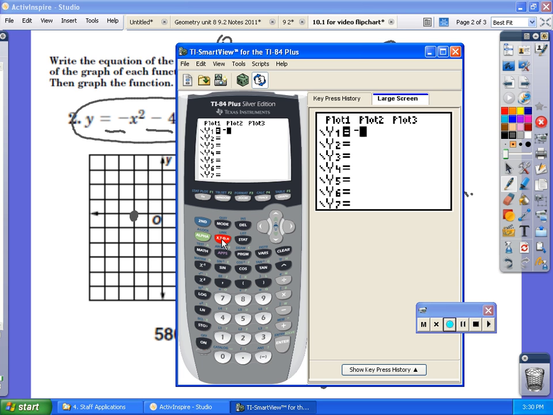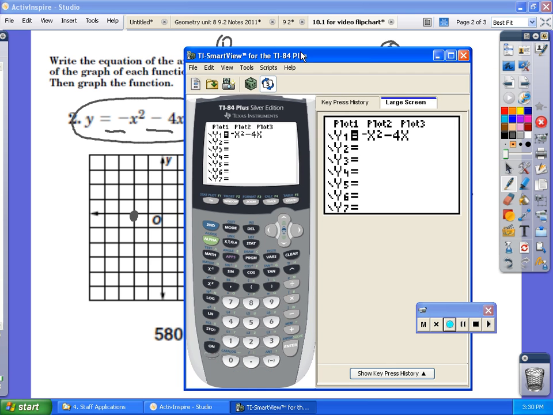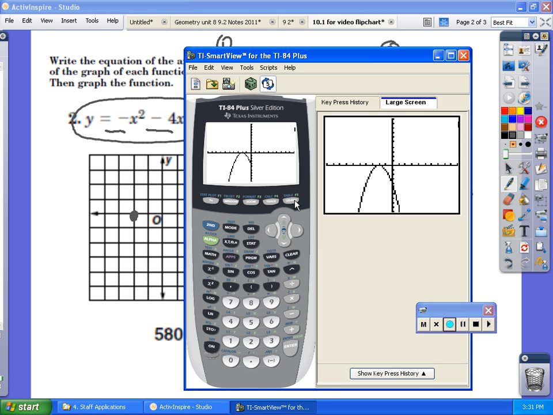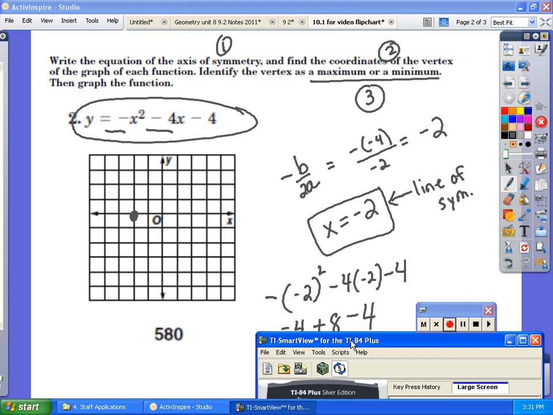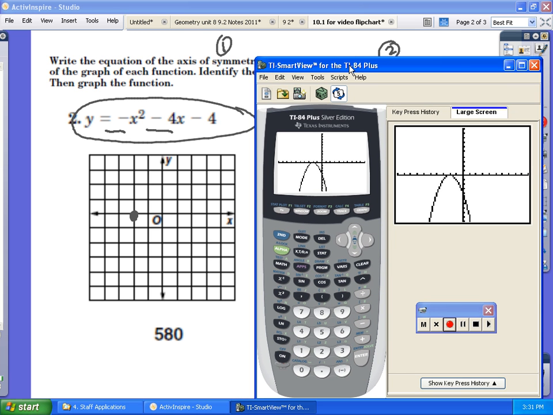Negative x squared minus 4x, and then it was minus 4. Graph. There it is. Okay, so it's a pretty good graph, and then to find out, I already know that the vertex was at -2, 0. So I just have to get a couple more points.